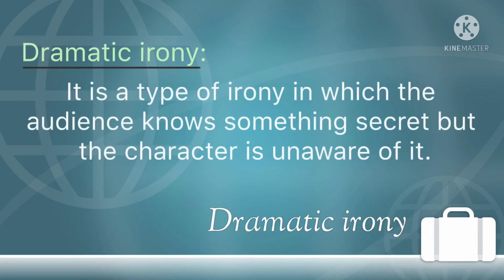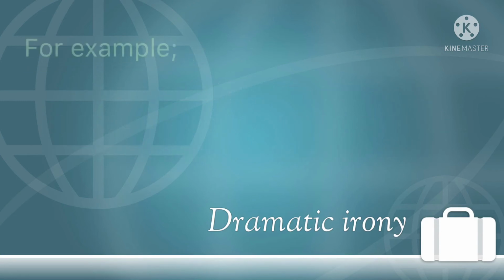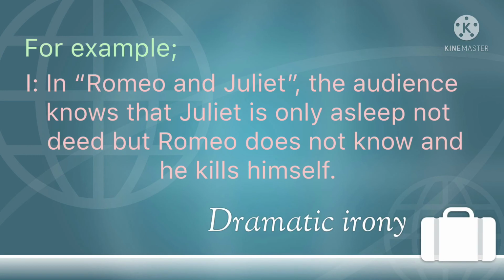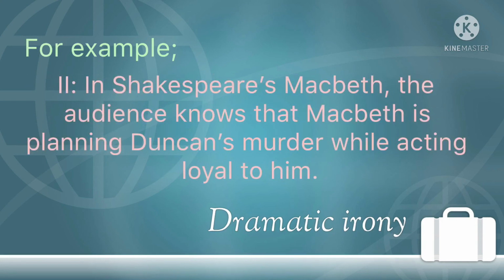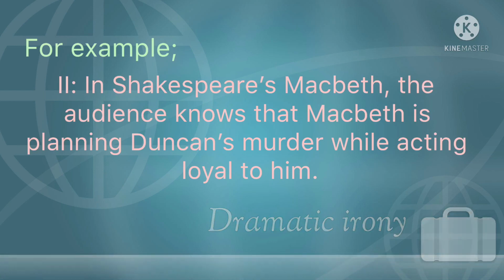And dramatic irony is a type of irony in which the audience knows something secret, but the character is unaware of it. For example, in Romeo and Juliet, the audience knows that Juliet is only asleep, not dead, but Romeo does not know, and he kills himself. And in Shakespeare's Macbeth, the audience knows that Macbeth is planning Duncan's murder, while acting loyal to him.